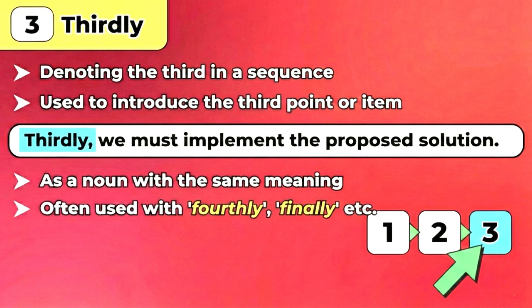Now let's look at number 3, thirdly, denoting the third in a sequence, used to introduce the third point or item. Example sentence: thirdly, we must implement the proposed solution. It is an adverb with the same meaning, often used with fourthly, finally, etc. So thirdly is perfect when you are explaining multiple points in an organized way.